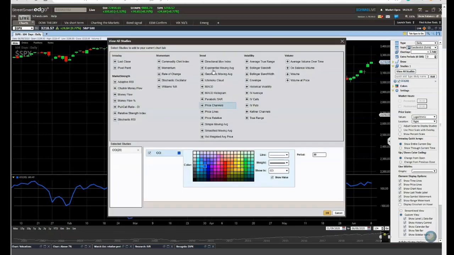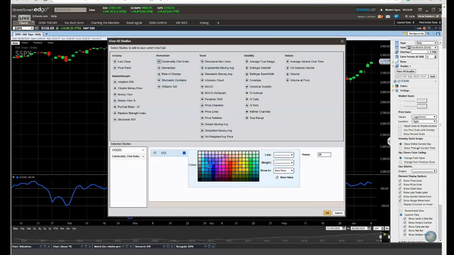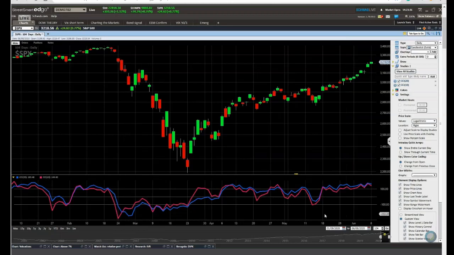All right, so we'll get another one. We'll make this 10 periods, and we'll make it red. And again, we will put it in the panel with the other one, and now we'll get both of them in the same panel.